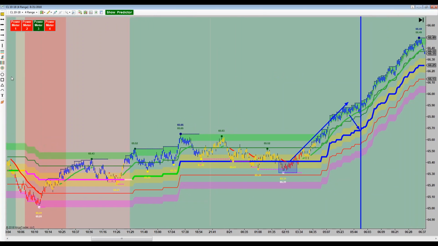Could you have thrown a box on here? Sure, you could have. Is there a lot of risk to that? You get bipped into a trade with a couple of ticks and it pulls right back in your face? Yes.